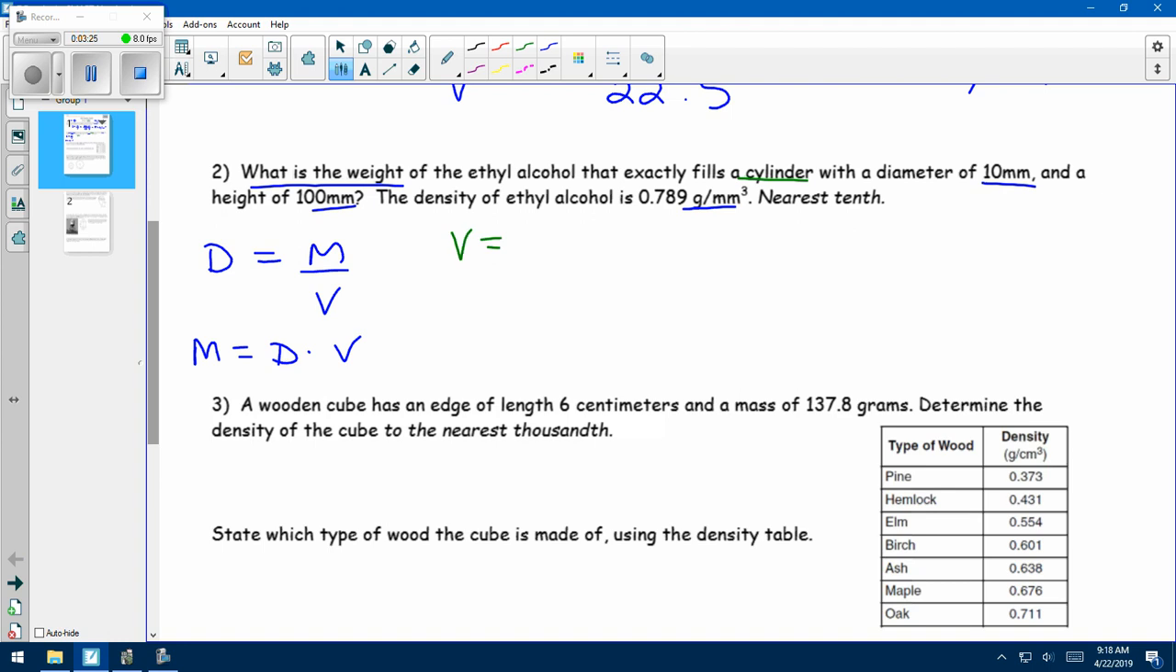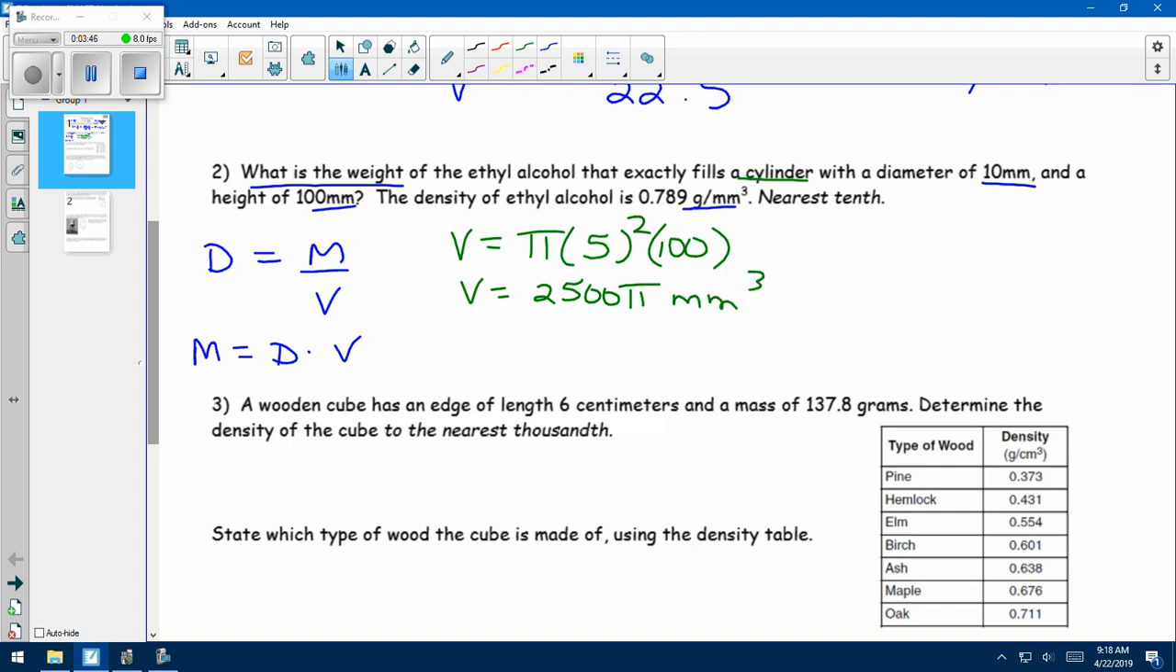So the volume of a cylinder will be pi r squared h, and the diameter is 10, which means the radius is 5, and the height is 100. So altogether, we get a volume here of 2,500 pi. Okay, and this would be cubic millimeters.